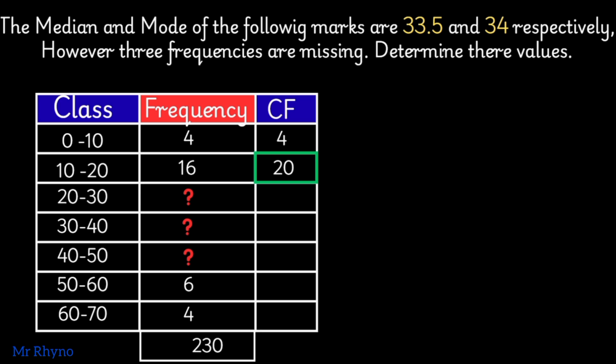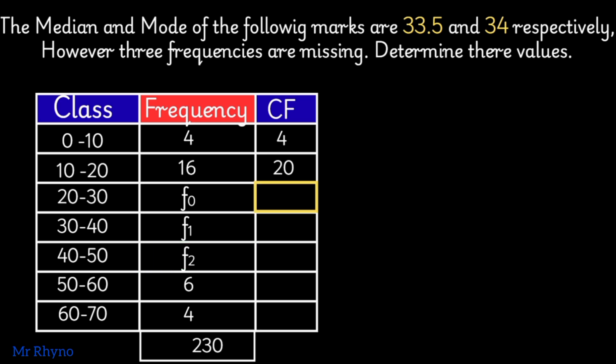The next, we need to get these cumulative frequencies. But notice that we don't have these frequencies here. So what do we do? We shall go ahead and let these frequencies be something. For instance, we can let this first frequency be f0. Then for this second frequency, it shall be f1, and lastly, the last one shall be f2.